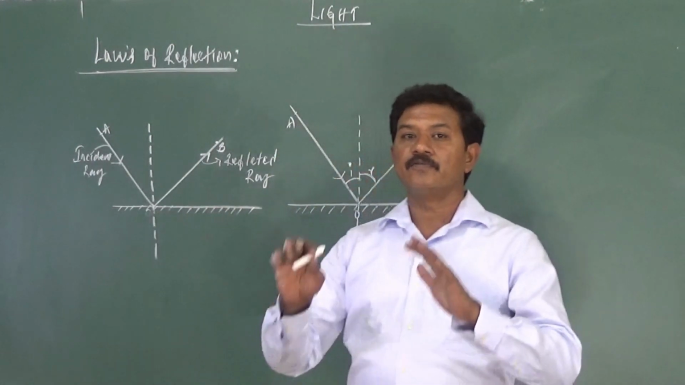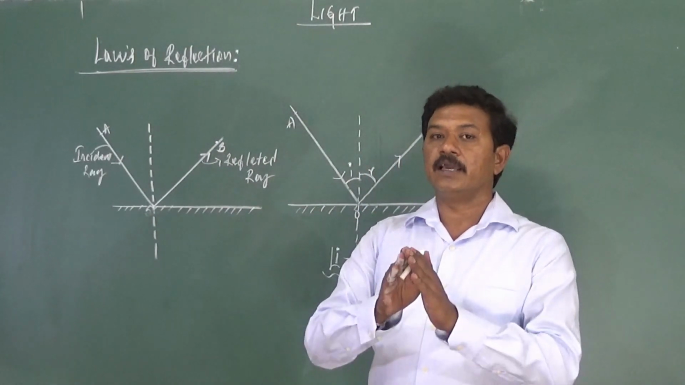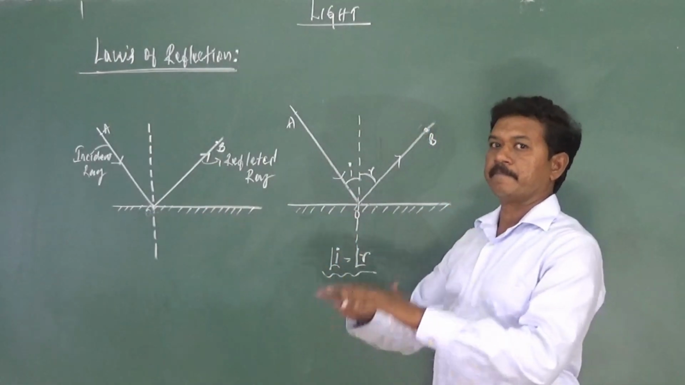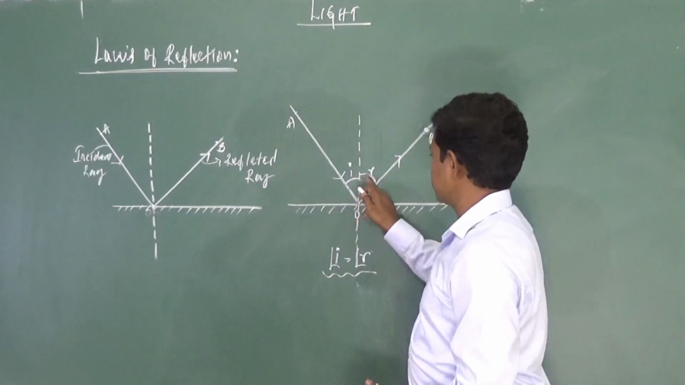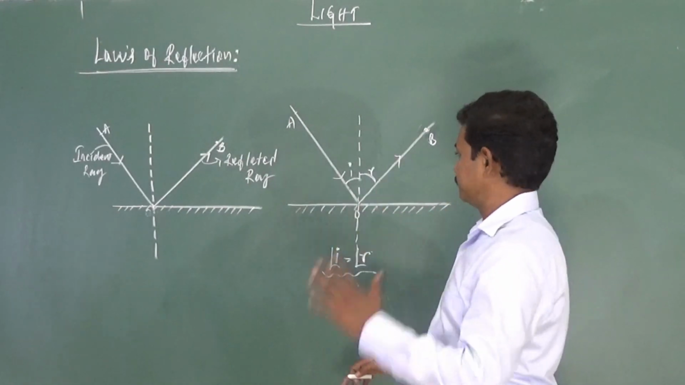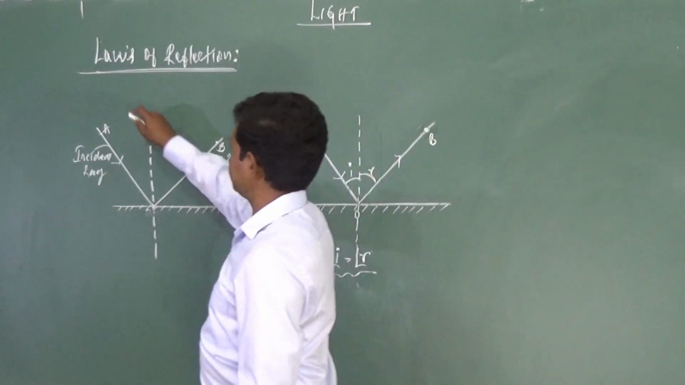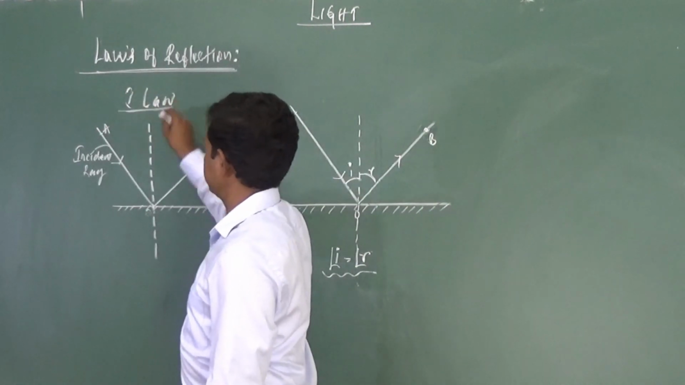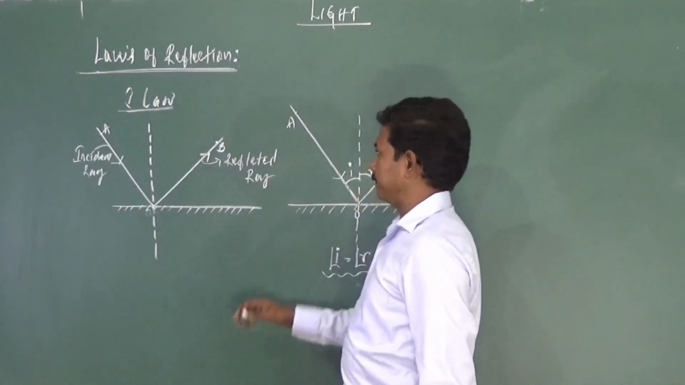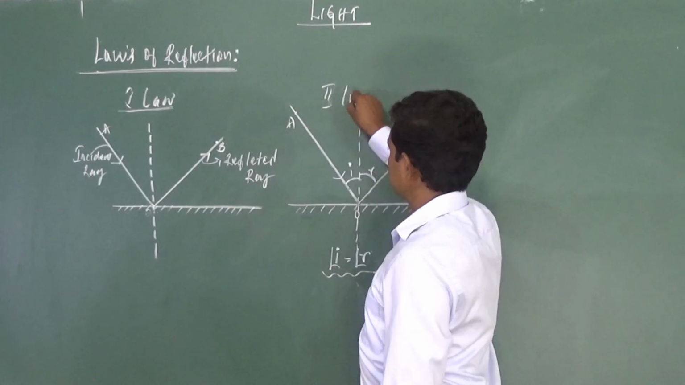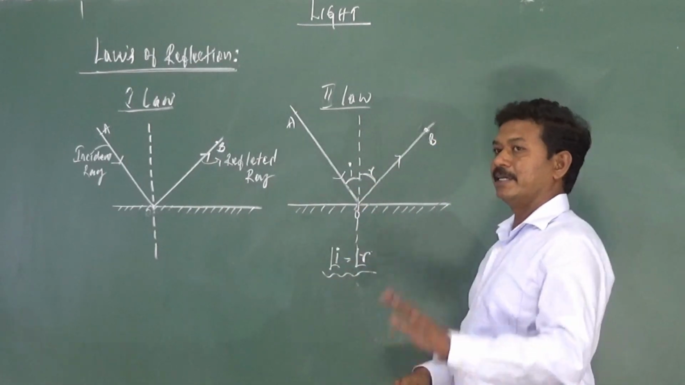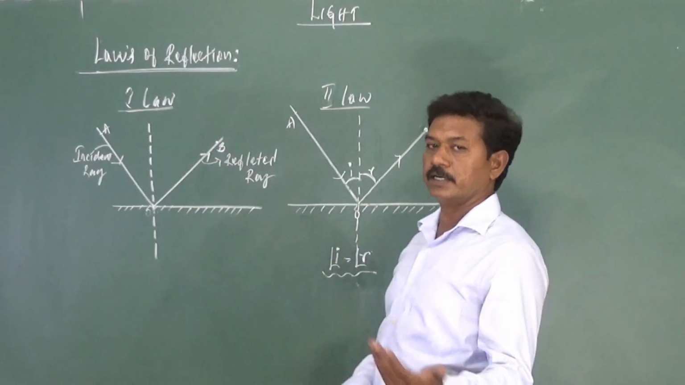This happens for light rays falling on any highly polished smooth surface. This law is obeyed by light rays. So this is the angle of incidence, this is the angle of reflection, and the angle of incidence is always equal to the angle of reflection. So once again, the first law of reflection: the incident ray, the reflected ray and the normal all lie on the same plane. And the second law states that the angle of incidence is always equal to the angle of reflection.